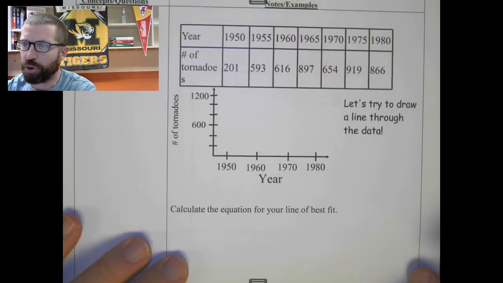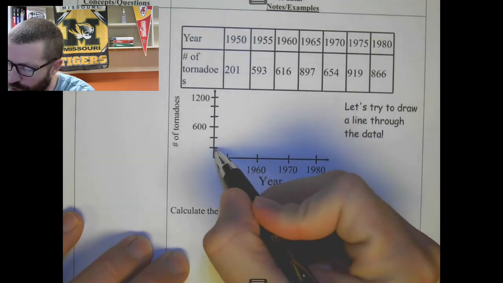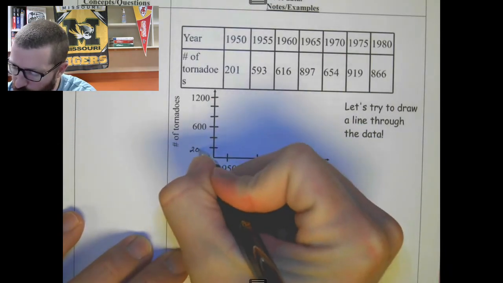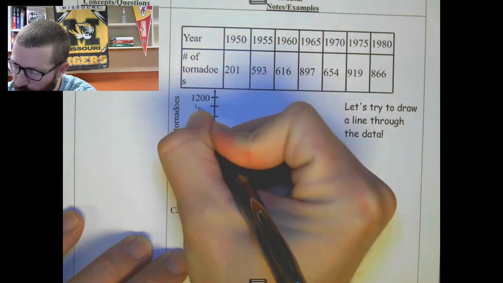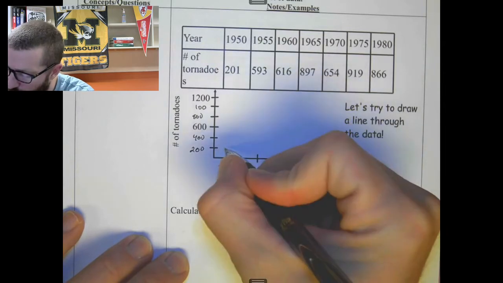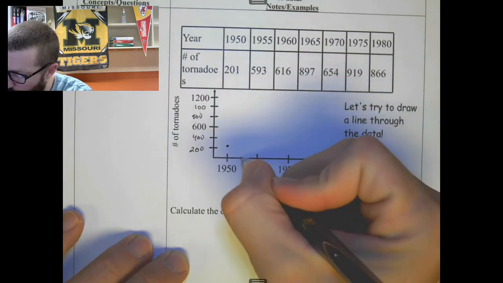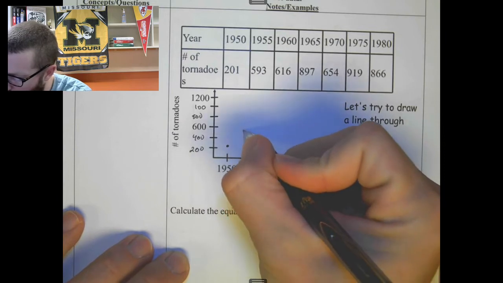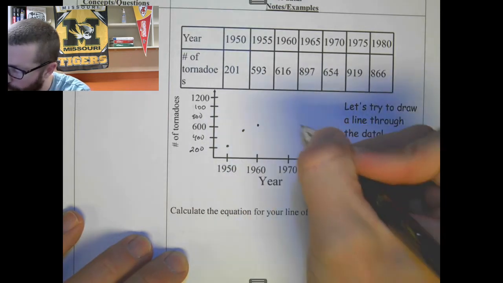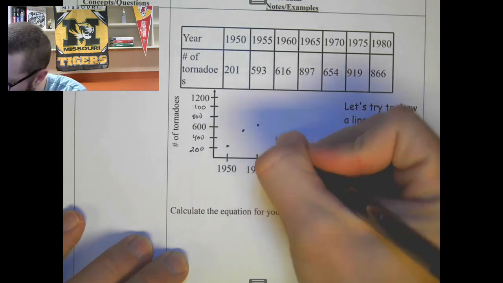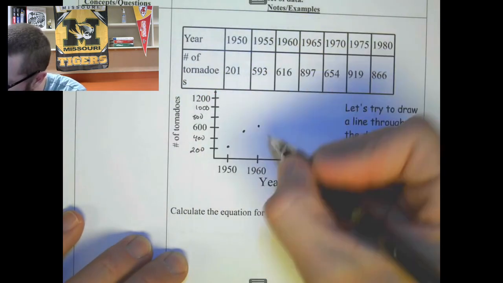Okay, so let's go ahead and plot these points. They don't have to be exact because obviously we're estimating here. This is by 200, so maybe let's write that in: 200, 400, 600, 800, and 1,000. And so 1950, we're a little over 200. 1955 would be here, at 598, so a little below 600. 1960 is just a little above 600. 1965 is a little above 900. Wait, I wrote 100 instead of 1,000.